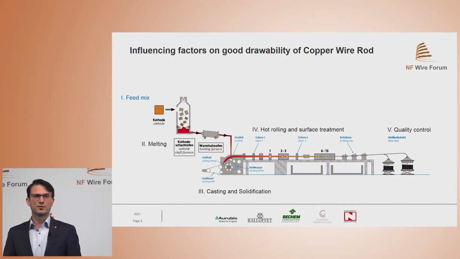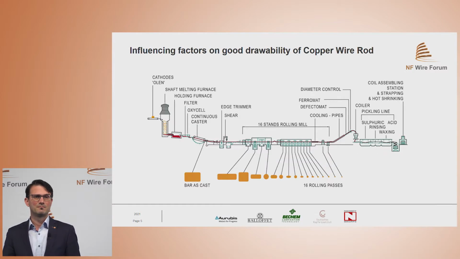Fifth is the quality control. So we control the product, the parameter sets, and the required physical, chemical, and mechanical properties. This slide will be presented again after each of the process steps.